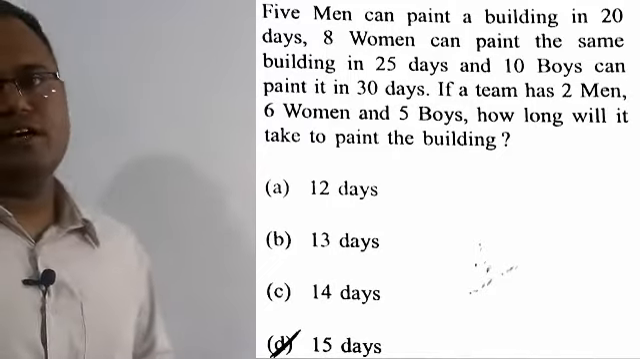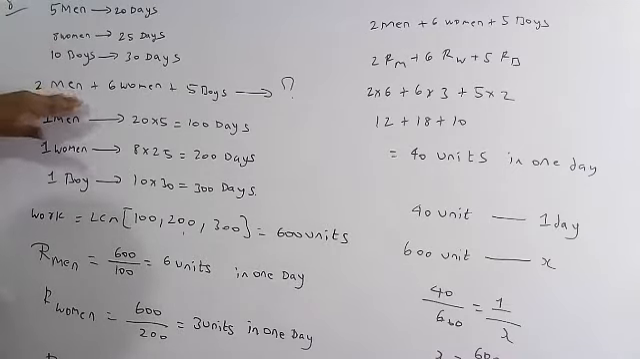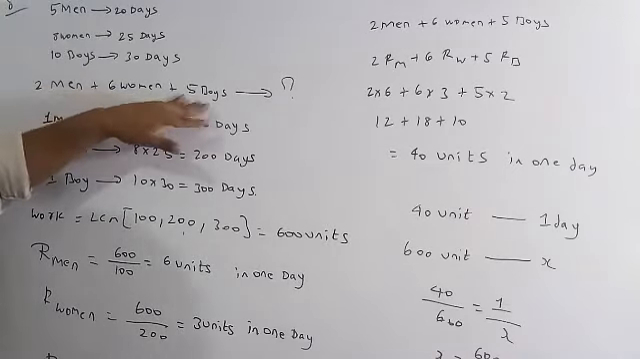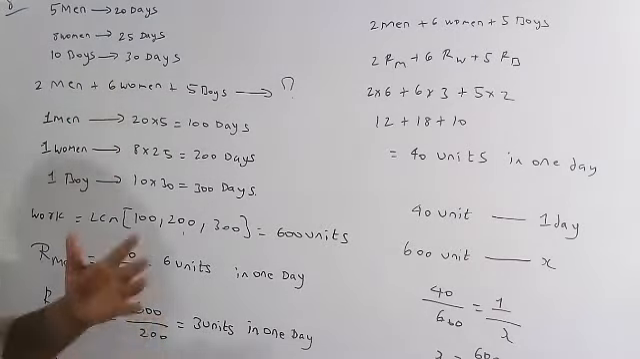So let's solve this numerical. In the question it is given that 5 men can paint the building in 20 days, similarly 8 women can paint the same building in 25 days, and similarly 10 boys can paint the same building in 30 days. So we need to find, if there are 2 men, 6 women and 5 boys, all these are made into one team. So 2 men, 6 women and 5 boys are a team.